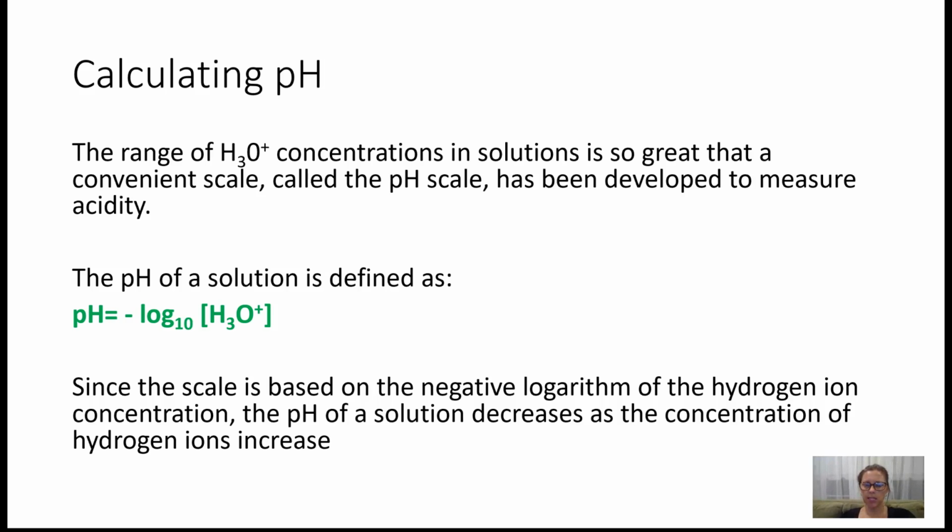So how do we calculate this pH? There is a formula that we do use, and it's here on our screen in green. The pH is equal to the negative log of the hydronium ions in solution. So that pH scale has been made to measure that acidity, and using this formula we can calculate not only the pH in solution, but if we're given the pH we can calculate the concentration of those hydrogen or hydronium ions. So what's actually happening is, as my hydrogen ions increase, we're going to find that my pH decreases.